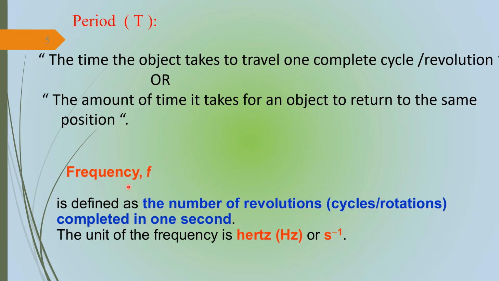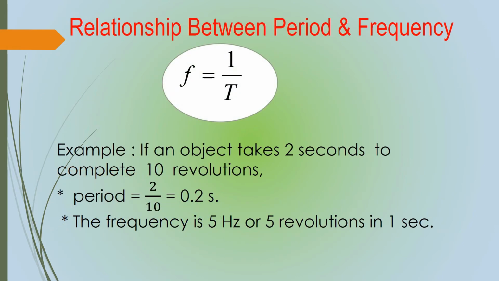Frequency. The symbol used is f. It is defined as the number of revolutions, cycles or rotations completed in 1 second. The unit of frequency is hertz, symbol Hz, or per second. Relationship between period and frequency: the equation is f equals 1 over T, or 1 over the period.